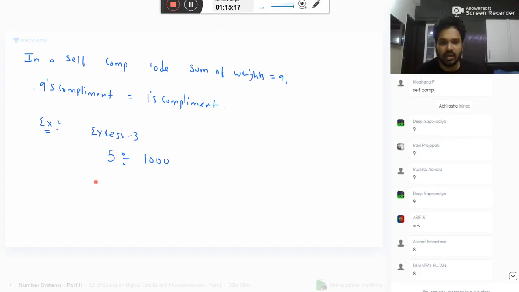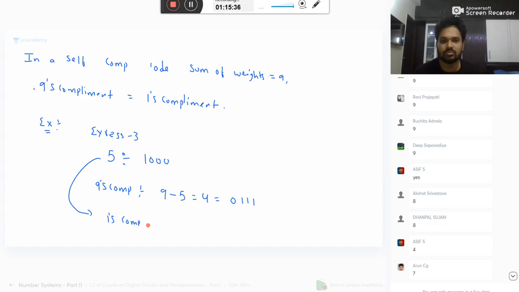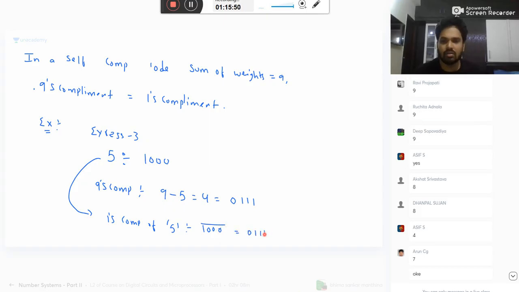What is the 9's complement? 9 minus 5, how much is it? 4. 4 in excess 3 is 0111. Directly take the 1's complement. I am talking in excess 3, not in binary. What is the 1's complement of this 5? We represent it by a bar here. Both are the same. So have you accepted this or not?